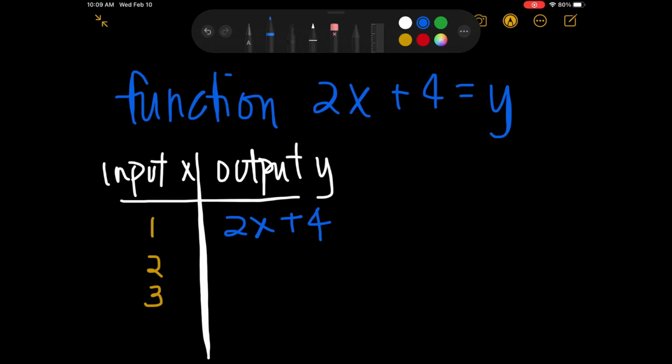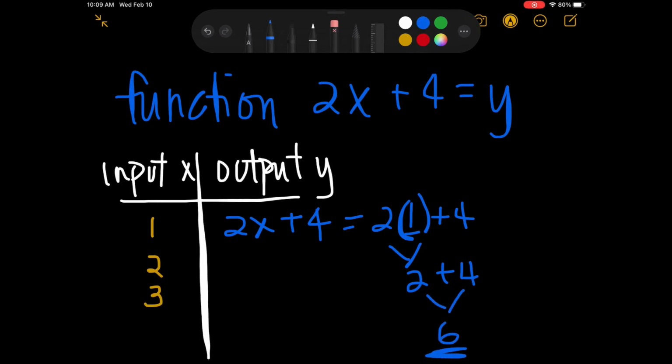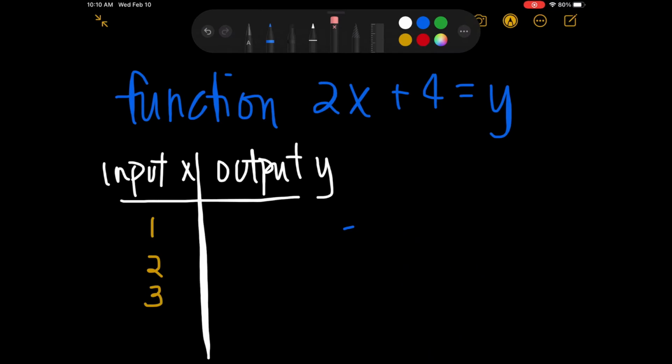So for our first input, x is 1, we take the function, and in place of x, we put 1. We end up with 2 times 1 plus 4. 2 times 1 is 2, so 2 plus 4 equals 6. So this tells me that when we input 1 for the x place, we end up with y equals 6. So that's our output.